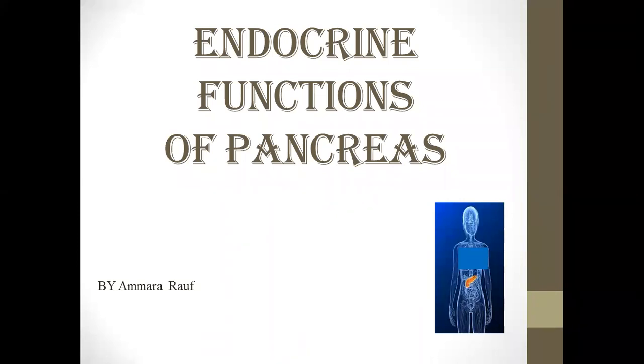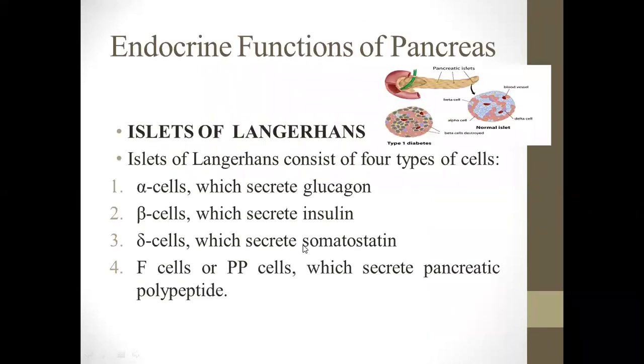Bismillahirrahmanirrahim. In this lecture, we will discuss the topic of the endocrine and exocrine functions of the pancreas. Basically, the pancreas is made up of four types of cells: alpha cells, beta cells, gamma cells, and PP cells. These cells secrete different secretions. The alpha cell secretes glucagon, the beta cell secretes insulin, the gamma cell secretes somatostatin, and the PP cells secrete pancreatic polypeptide.